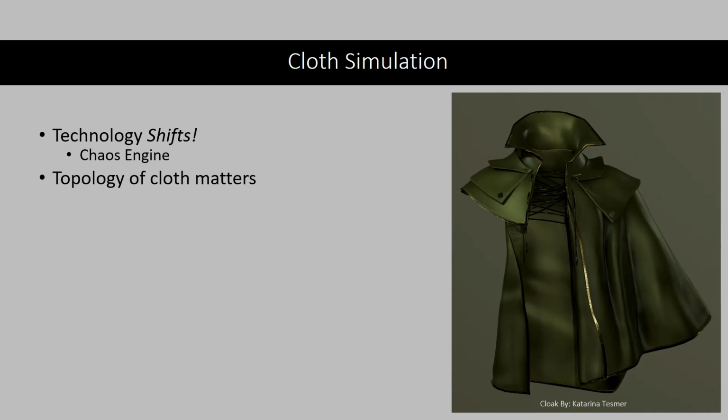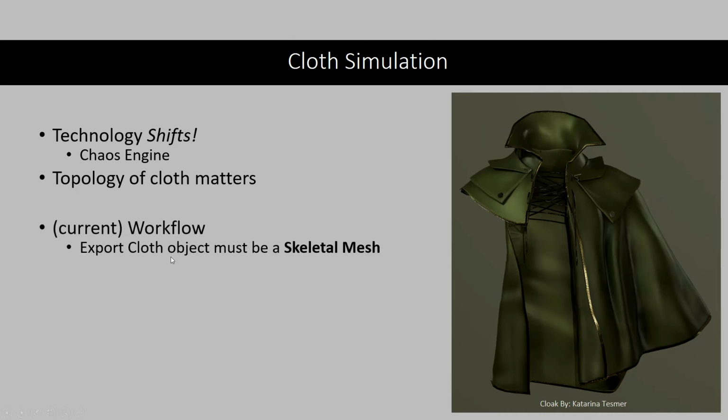So it's worth mentioning, as well as within the current workflow, exporting the cloth must be a skeletal mesh and it must have its own separate material. In the separate material itself, there are specific cloth settings that Unreal has for cloth materials. And I'm putting in a link for an advanced cloth tutorial that I put together, and it's a bonus. So you can check that out if you're interested in this.